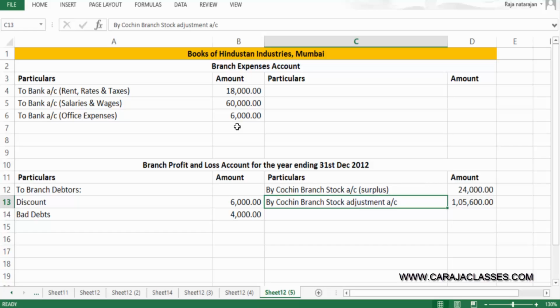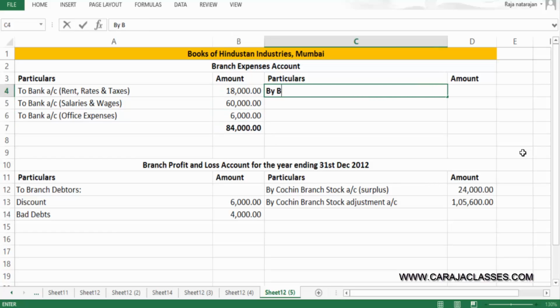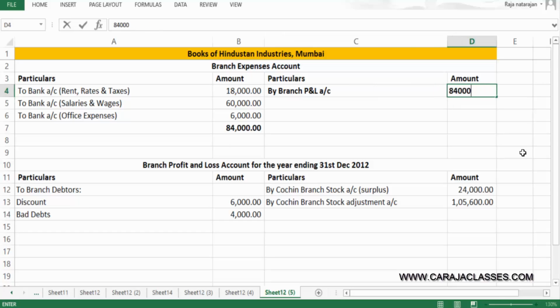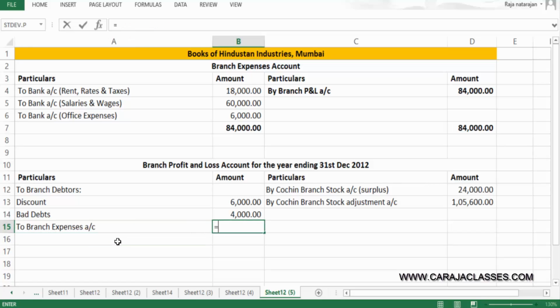Then we'll come to branch expenses account. We have three items. On the debit, let's total. It's 84,000. Let us transfer this 84,000 to branch P&L. We'll say by branch P&L account 84,000. That means total both sides we have 84,000. So some debit is coming to branch P&L from branch expenses. We'll say to branch expenses account, and the amount involved is 84,000.